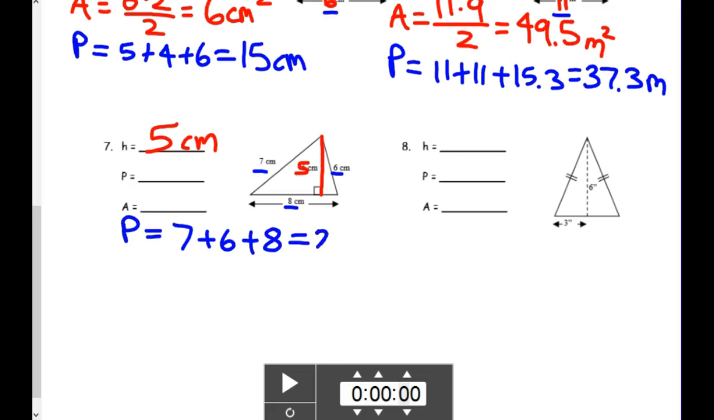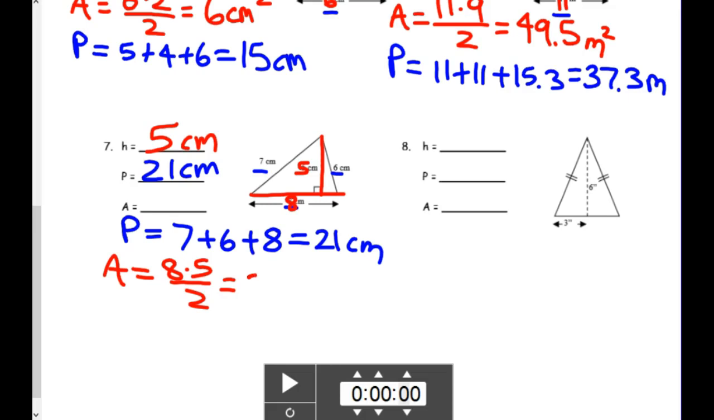Yeah, 21 centimeters. Okay, back to area. So base is 8. Height is 5. So 8 times 5 divided by 2. What do you get? 20 centimeters squared. Okay.